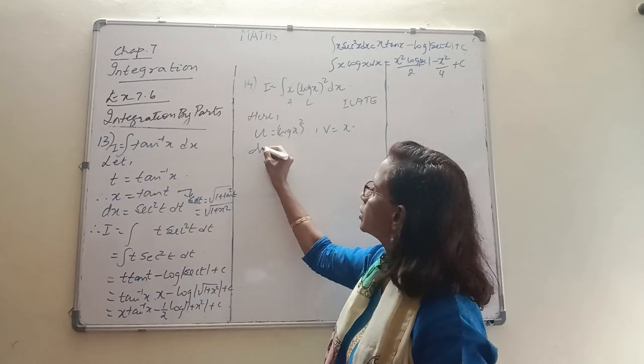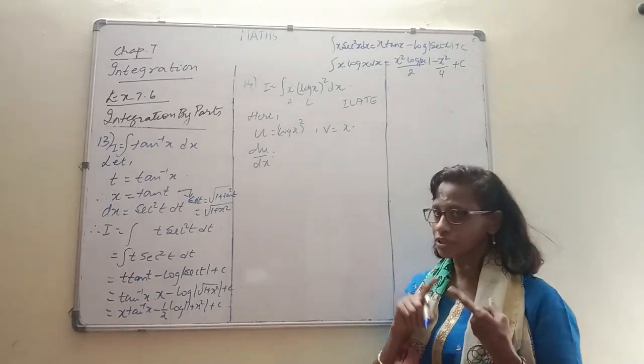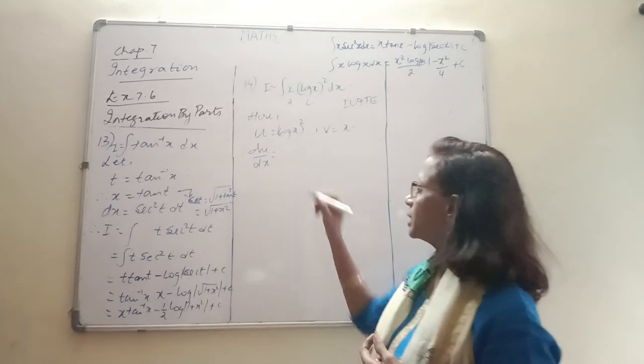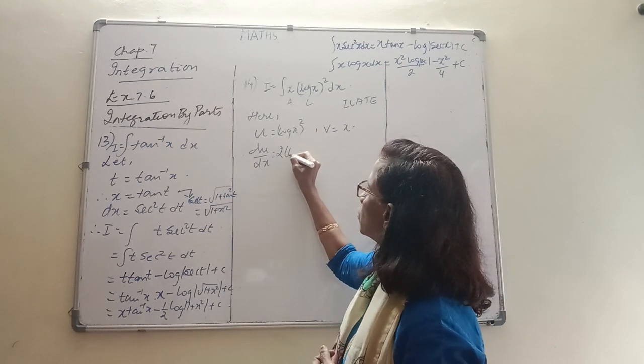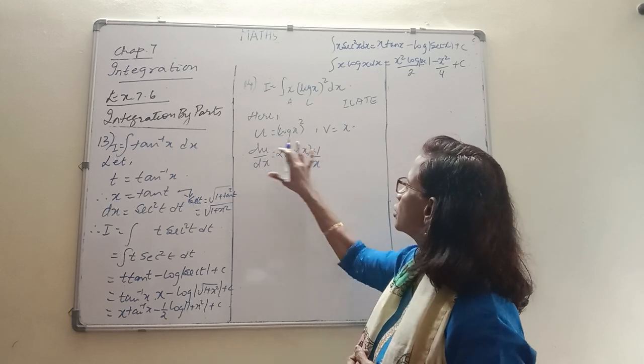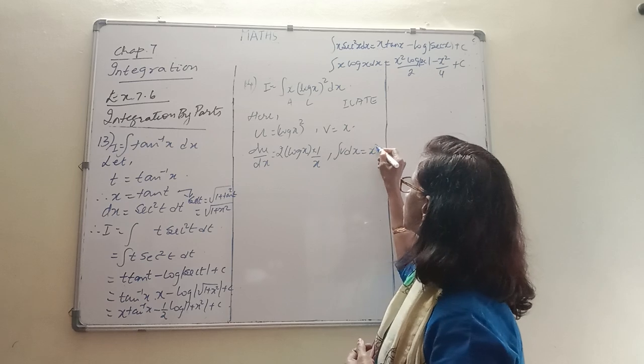We generally find out du over dx. That's the derivative of log x the whole square. First we have to find the derivative of the exponent and then the derivative of the base. So it is going to be 2 log x, and the derivative of log x is 1 over x. So that's our du over dx. Let's find out integral v dx. That's going to be x squared over 2.